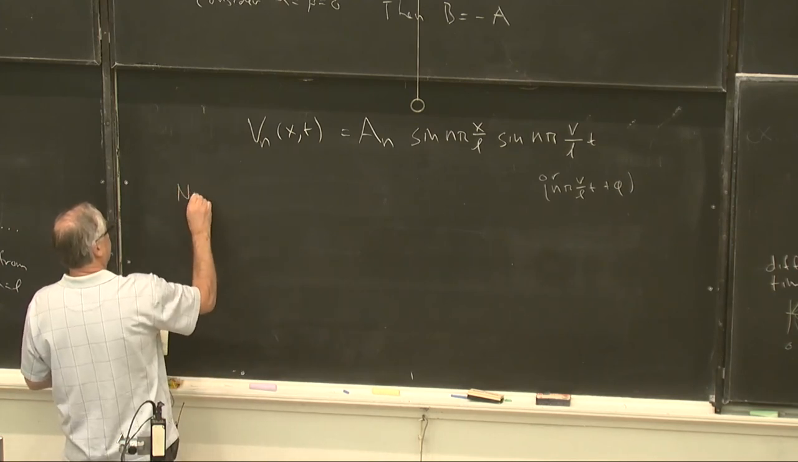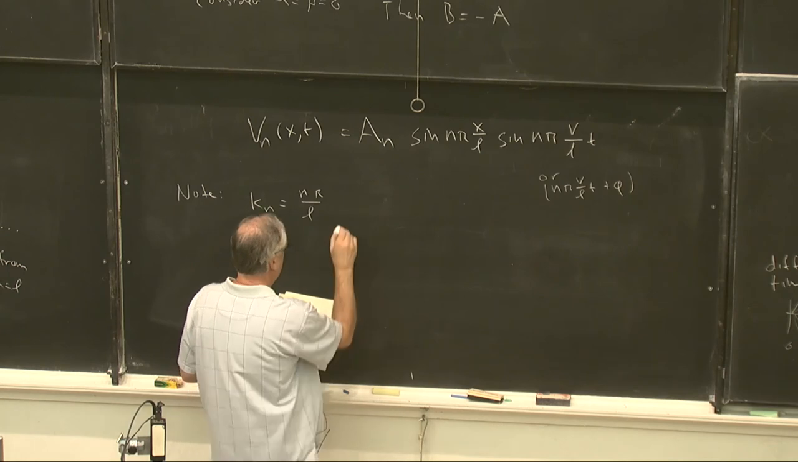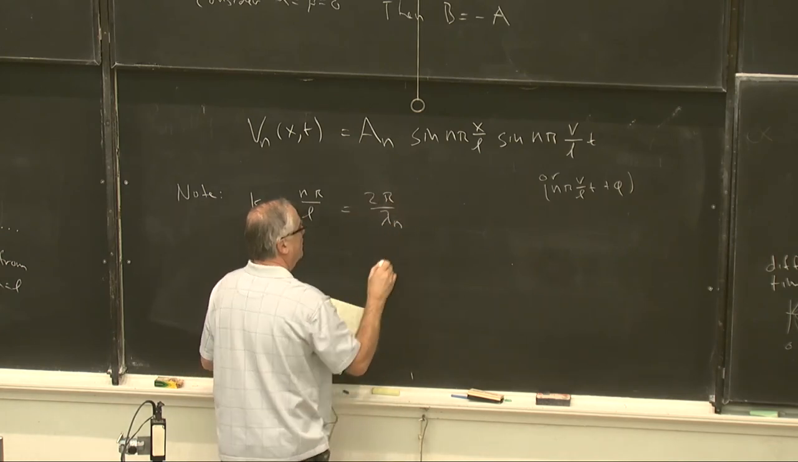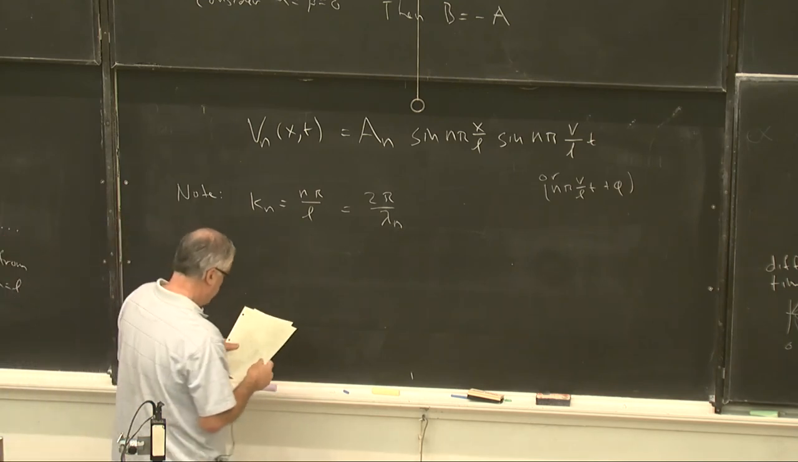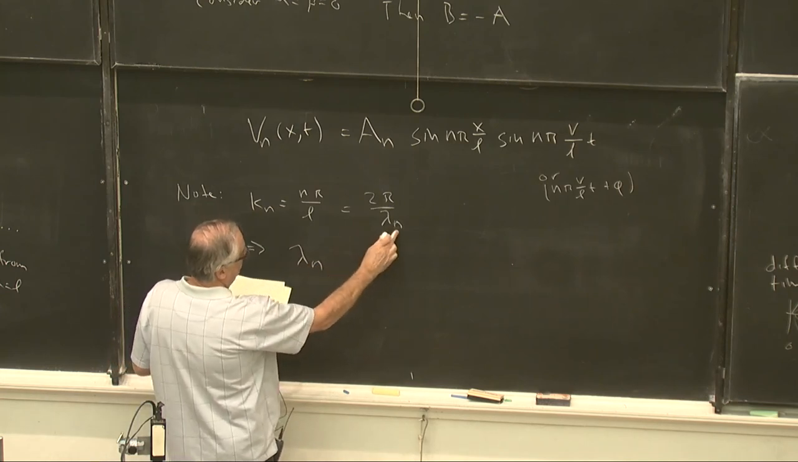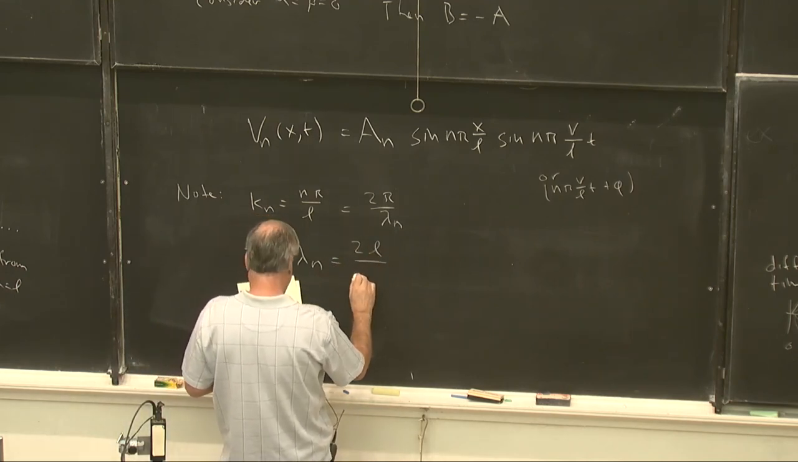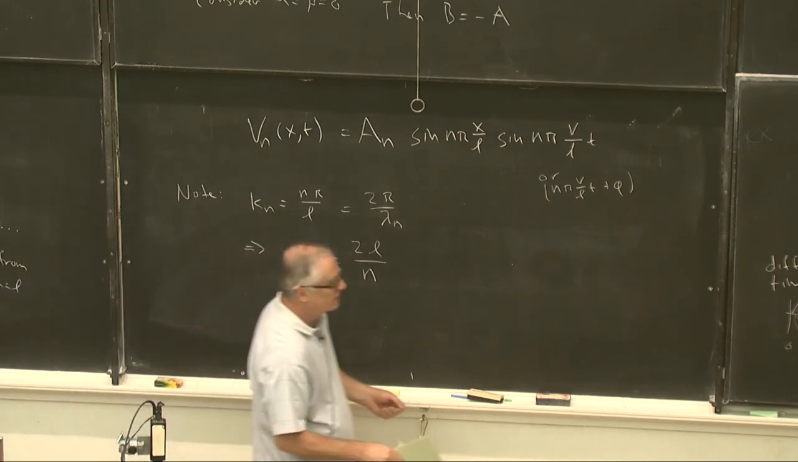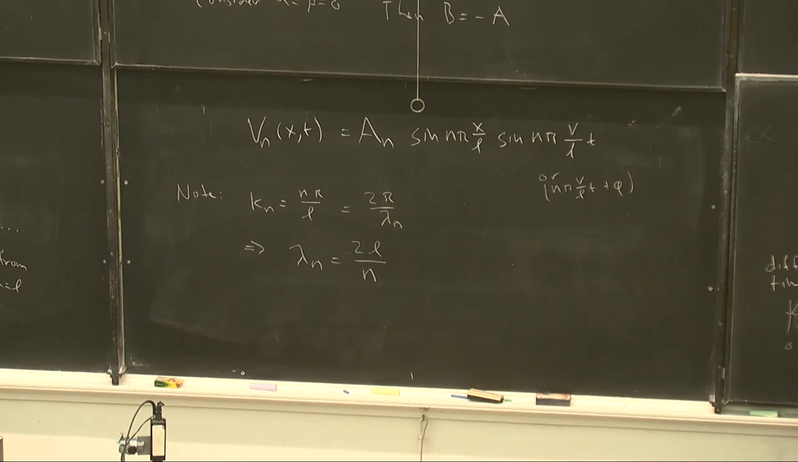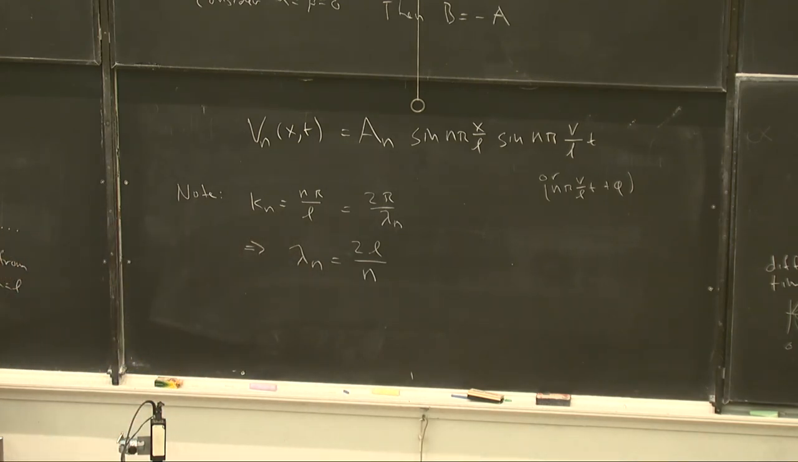Let's just notice the following. We said k sub n is n pi over L. But that's just 2 pi divided by the wavelength. The wave number is 2 pi divided by the wavelength. And so that tells us that the wavelength, and I've labeled the wavelength with the same n as the k, is 2 times L divided by n. So as you go to higher n values, the wavelength decreases. As you go to higher n values, the wavelength is getting smaller. So it all hangs together. So that's the wavelength of our nth standing wave. And it makes sense.